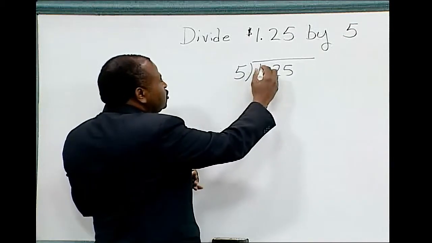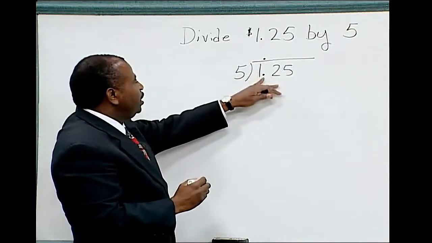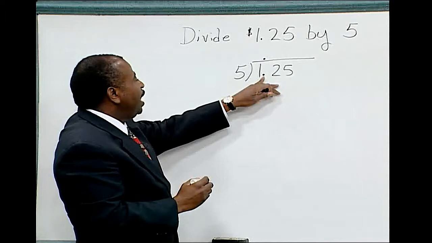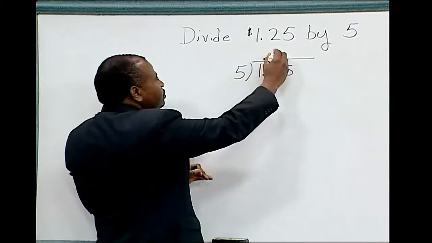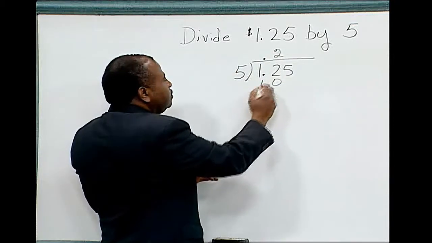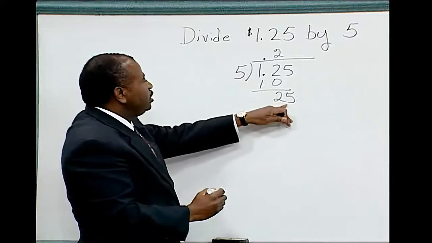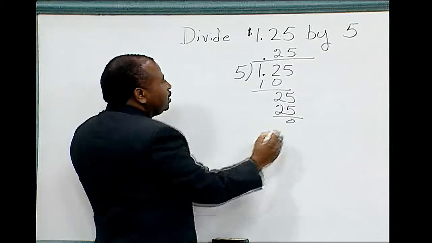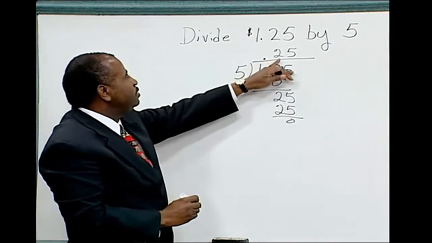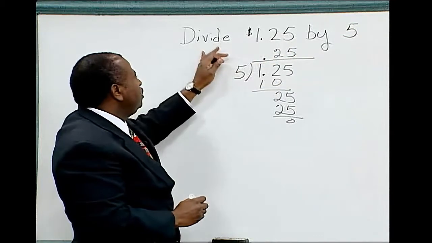Step 1 is to make sure that we place the decimal point in the answer above the decimal point that is in the problem. Now we divide as a regular division problem. 5 will divide into 12 2 times. 2 times 5 is 10. Subtract 2, bring down the 5. 5 will divide into 25. 5 times 5 is 25. Therefore, our answer is 25 cents. $1.25 divided by 5 is equal to 25 cents.